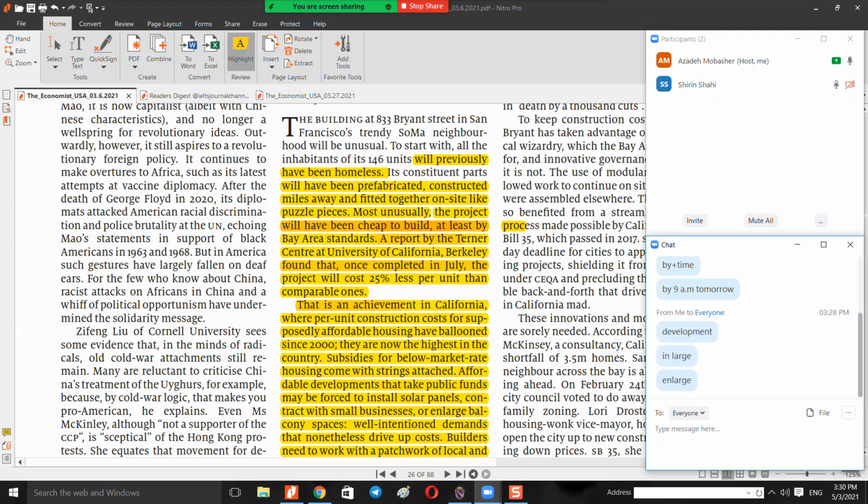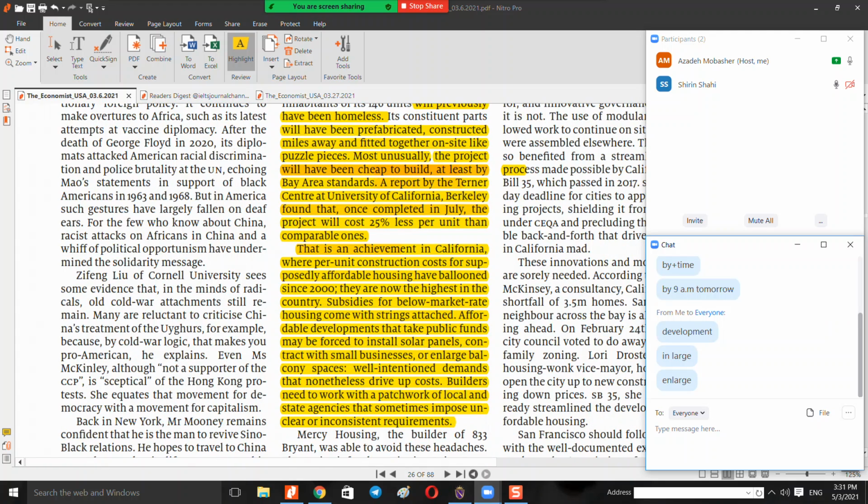Yes. Nevertheless. And the next one is drive up. It's a phrasal verb. When, for example, you make the cost and the price rise quickly. Very good. Do you remember the sentence in which we had drive up? Well-intentioned demands that nonetheless drive up costs. Very good. Excellent. What else?